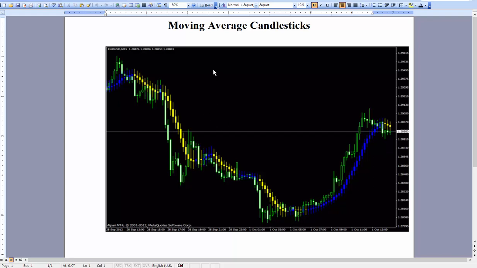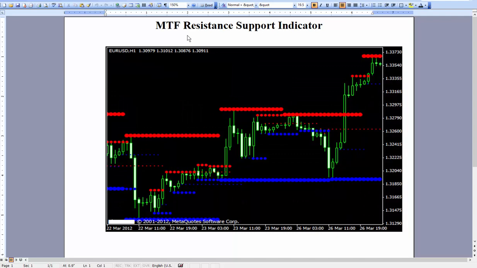Looks interesting. Looks like they got it on the 15 minutes here. Another handy indicator is multi-time frame resistance and support. It looks like it shows it on two different time frames, a faster time frame and a higher time frame, which is very important because many times it'll hit it and reverse. Like it hit it here and it went up. So this is a very handy indicator.